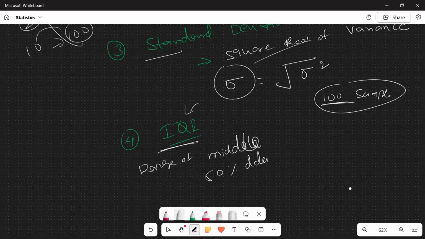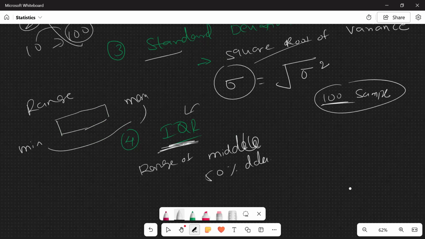Range and interquartile range are both similar, but in the case of range, you have the minimum and the maximum, and you take the difference between these two. Whenever I'm calculating the interquartile range, we are taking the middle 50% of the data. That means you're not considering the minimum or the maximum. Between the min and the max, you take the middle 50% of the data, and from that we apply the range.